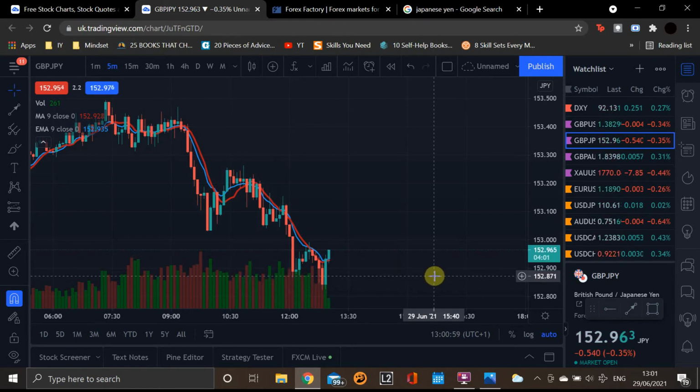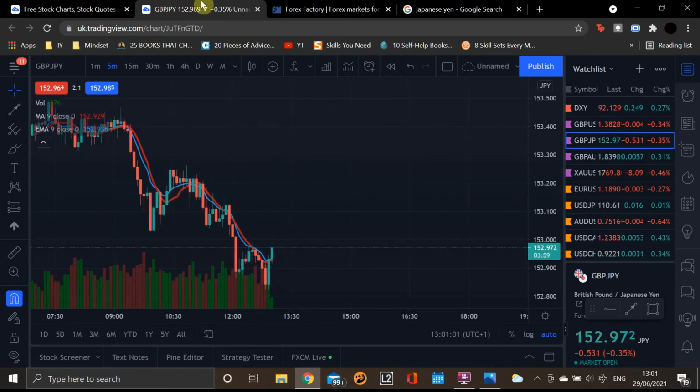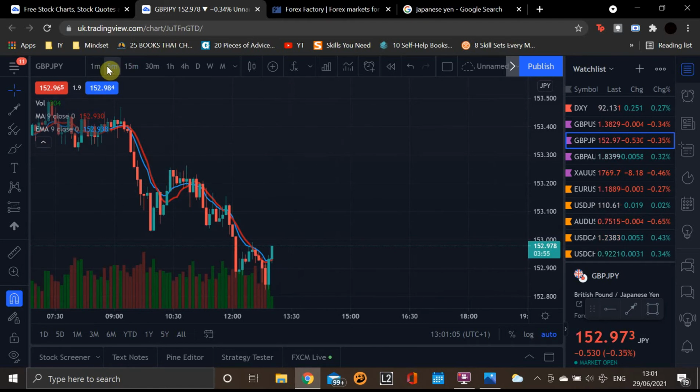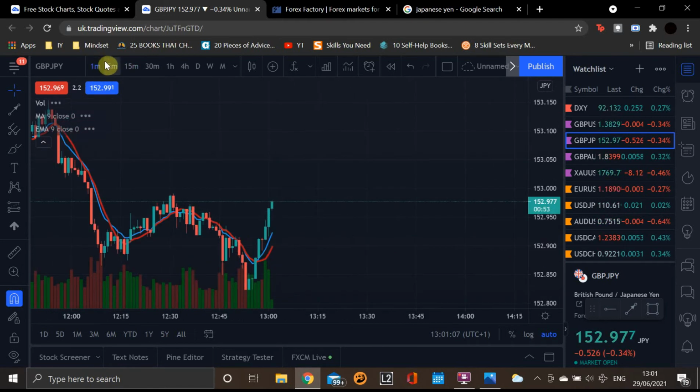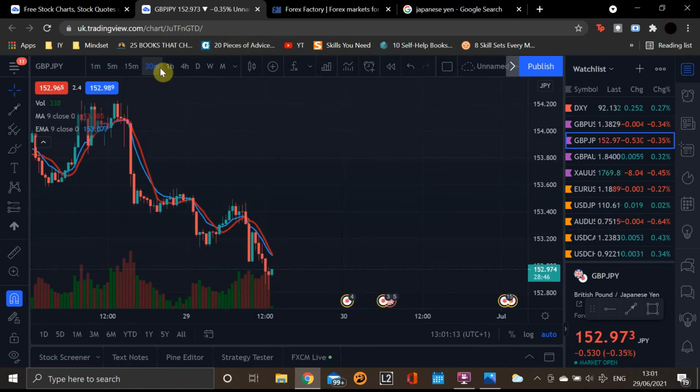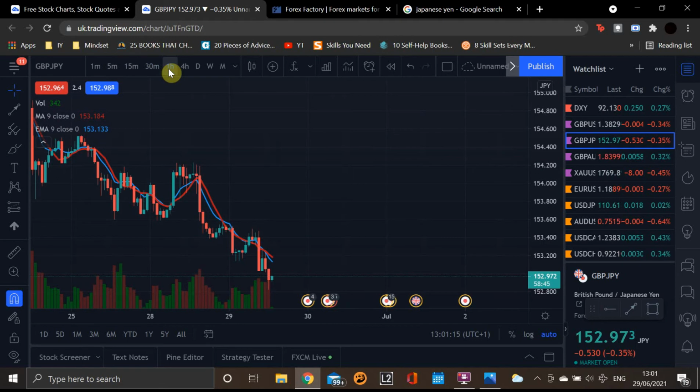So it's going up. Maybe I tried to rush into that too quickly. Yeah, I tried to rush into that too quickly. Okay, we'll leave GBP JPY for now.